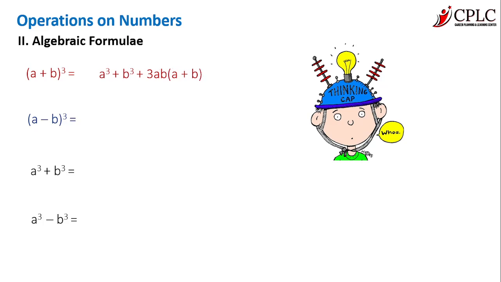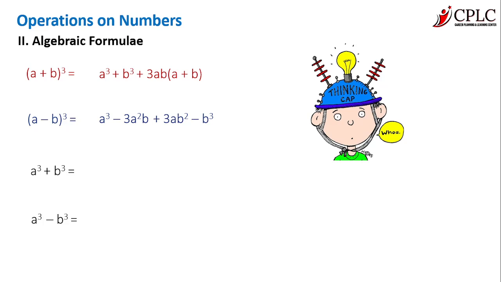Similarly, a minus b the whole cube is the same as the previous one. The only difference will be alternate plus minus. So you get a cube minus 3a square b plus 3ab square minus b cube.